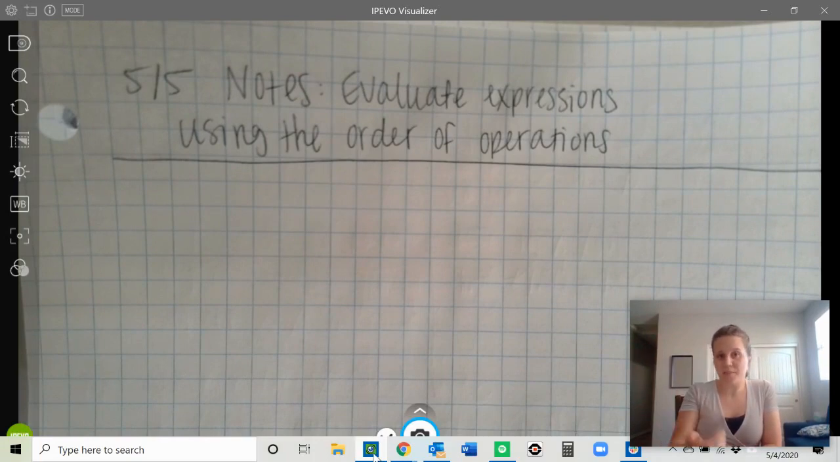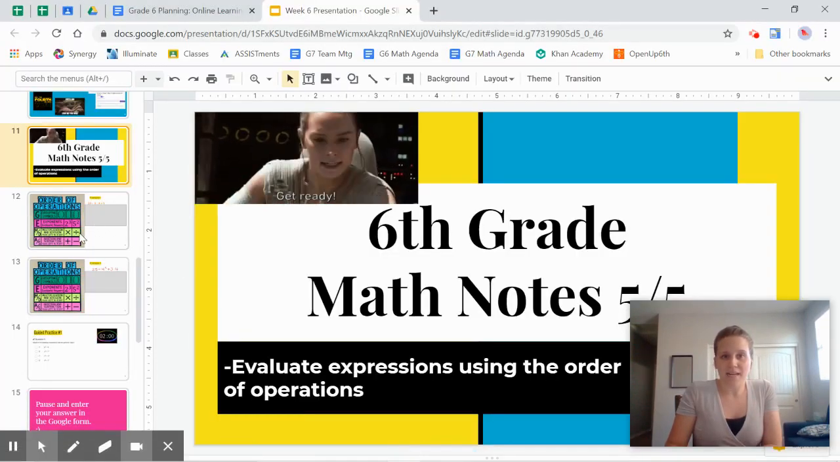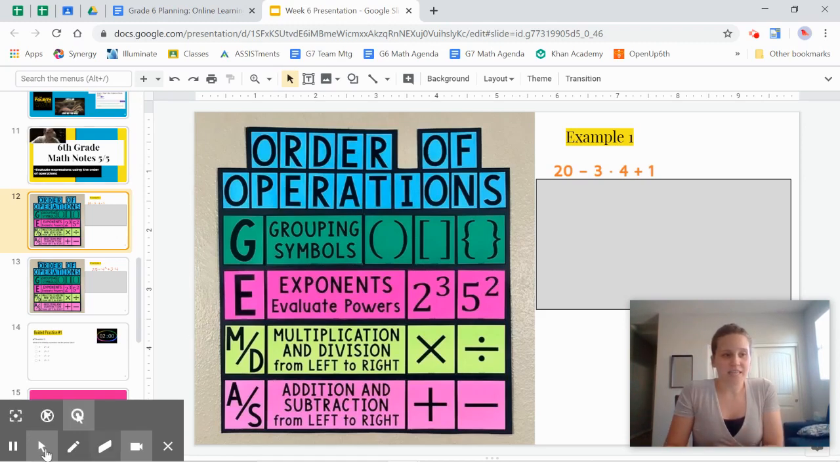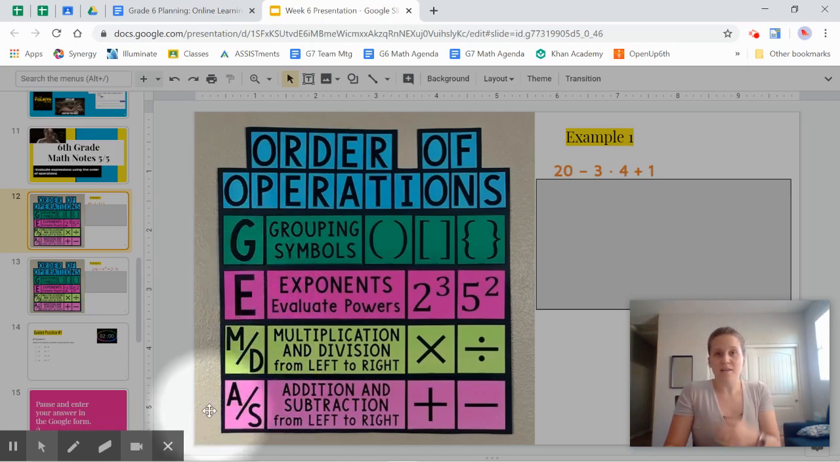So we're evaluating expressions using the order of operations today. Before we dive into a practice problem, I want to show you this gorgeous bulletin board that I didn't get to make you, to remind you of the order of operations. I like to use this acronym called GEMDAS, and I like this poster because it shows there are 1, 2, 3, 4 sort of tiers of the order of operations.